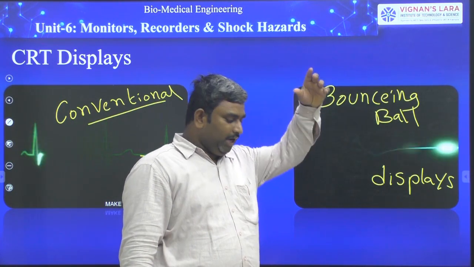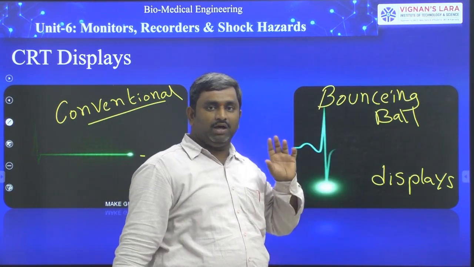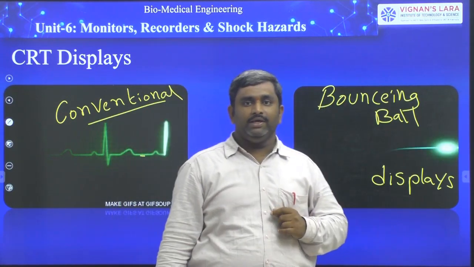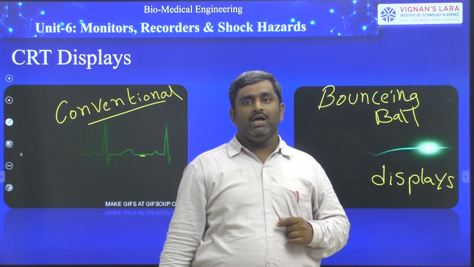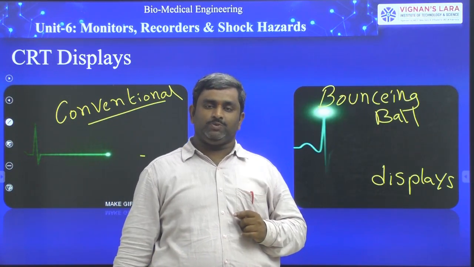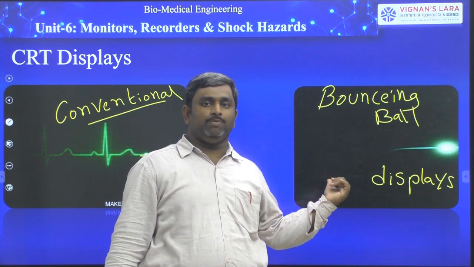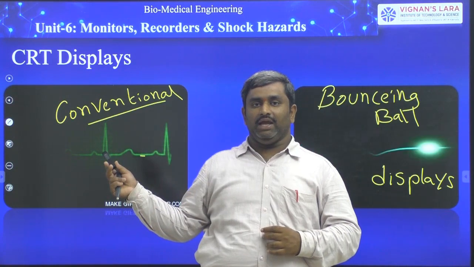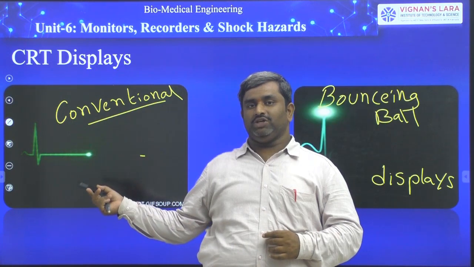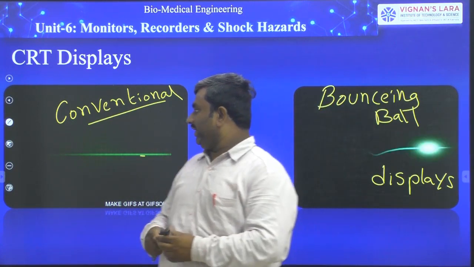If you leave a bouncing ball, it will hit the ground and come back and again hit. It works in the fashion of a bouncing ball. So this is the bouncing ball display. These are the two different types of displays we are using. These two are the conventional displays, and these two are the bouncing ball displays, but it is not an exact bouncing ball display; it is like an old model and a slow bouncing ball display. For that reason, this is called a normal conventional display, and this is called a bouncing ball display.